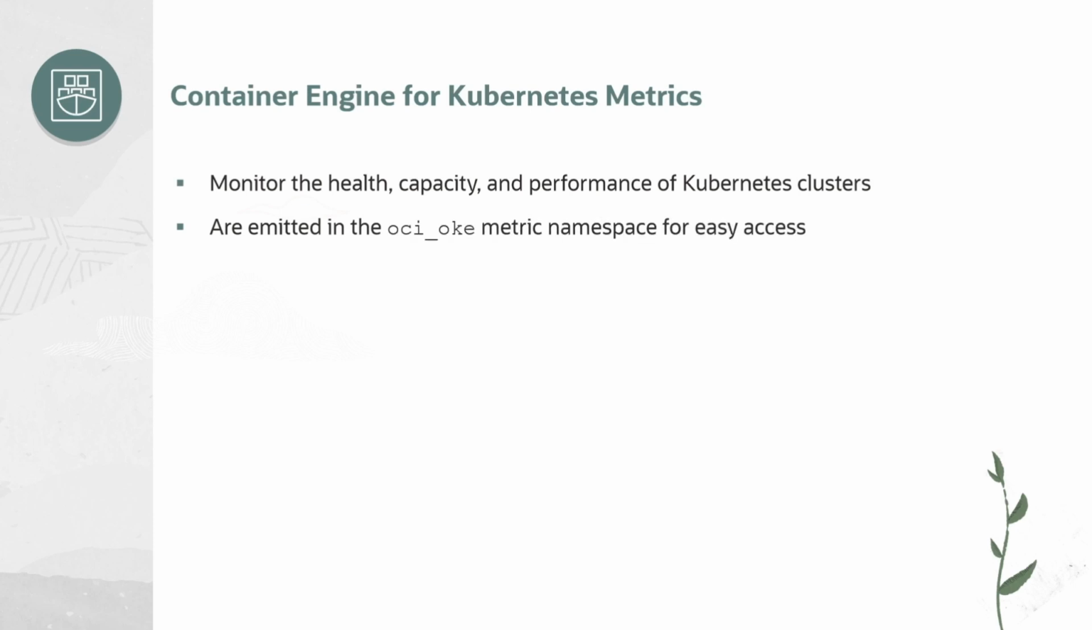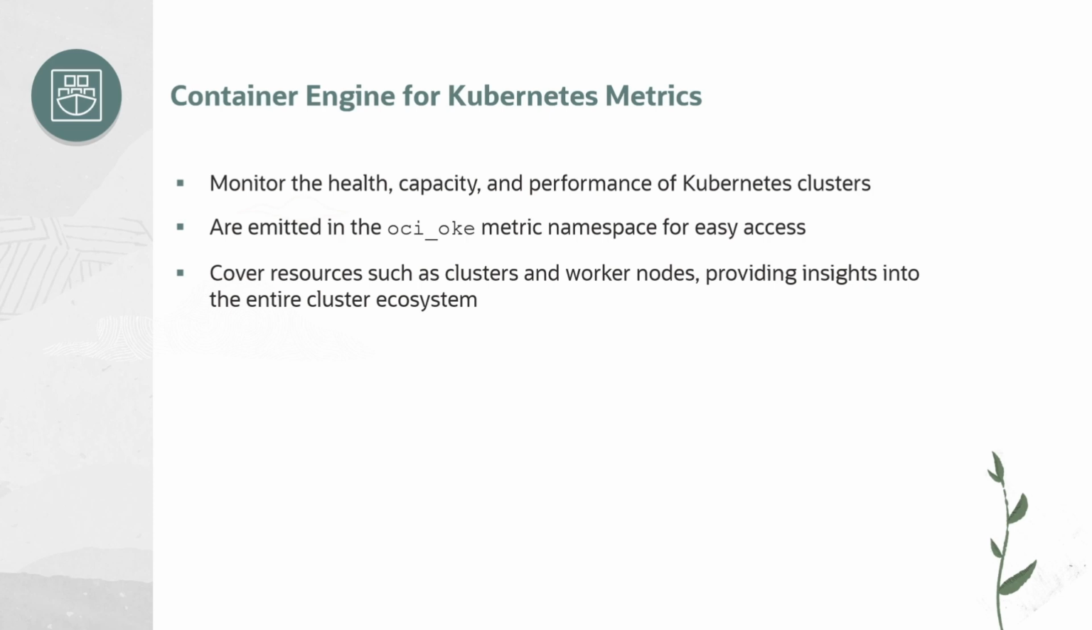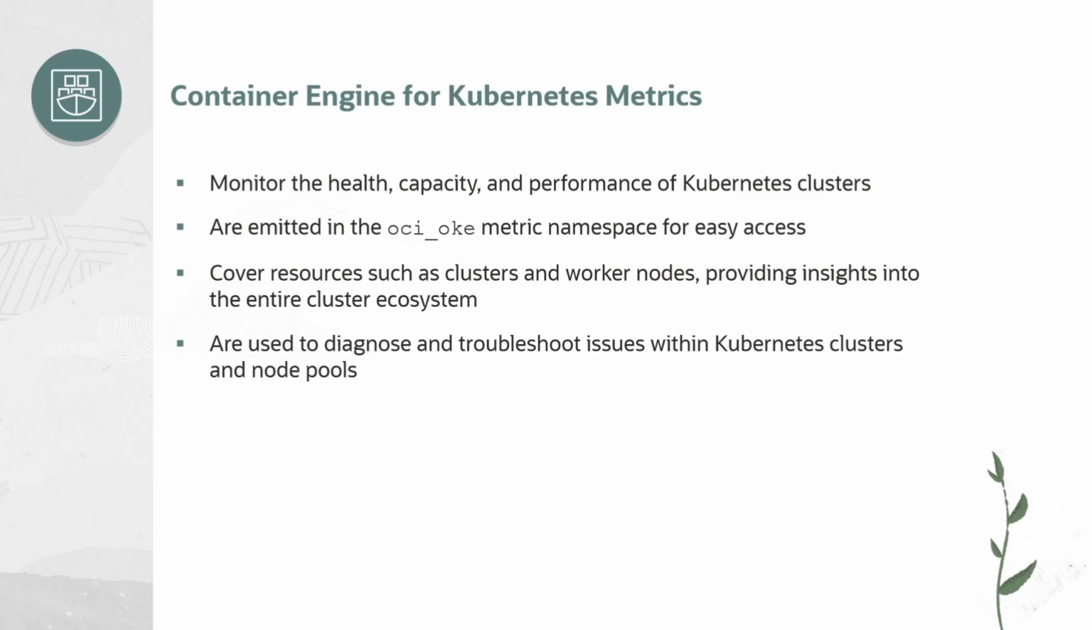These metrics come to you in the OCI_OKE metric namespace, making it straightforward and accessible for your monitoring needs. It's not just about monitoring, it's about having the tools to diagnose and troubleshoot issues within your clusters and node pools efficiently. Like clockwork, default service metrics are posted every 60 seconds, a steady rhythm of data points per minute offering real-time insights.